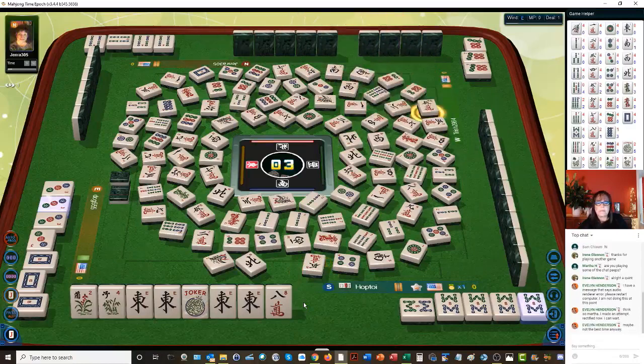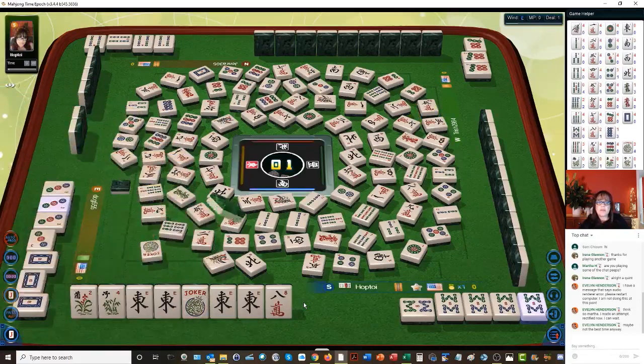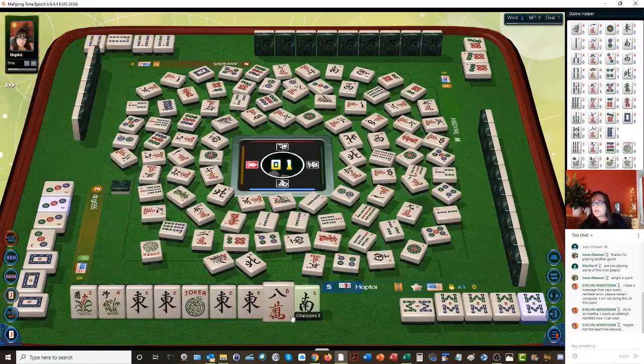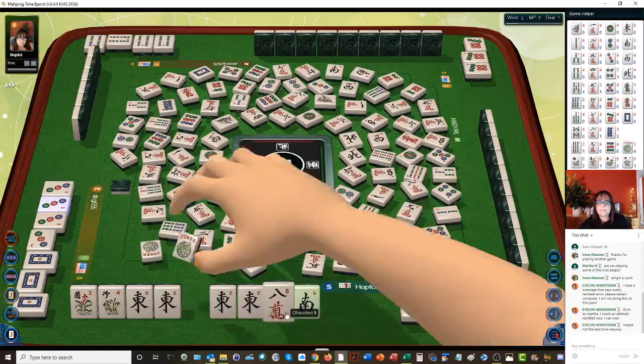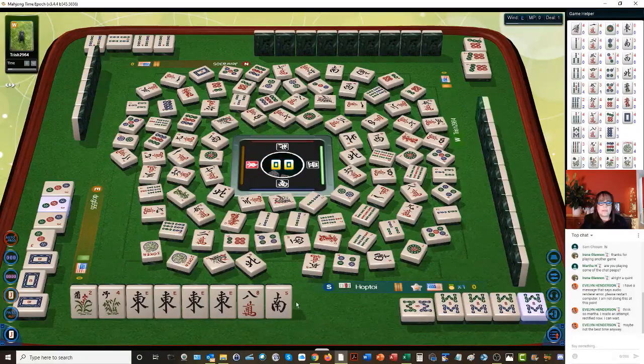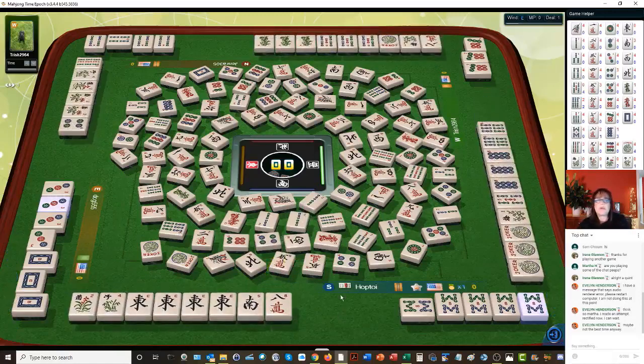Five characters. Let's see if we draw a flower and get ready. Joker. Except, you know, I don't know anybody who's going to throw... We'll just throw the joker. There's no way we can win. Joker. Five characters. Nobody would throw a flower on the very last discard.